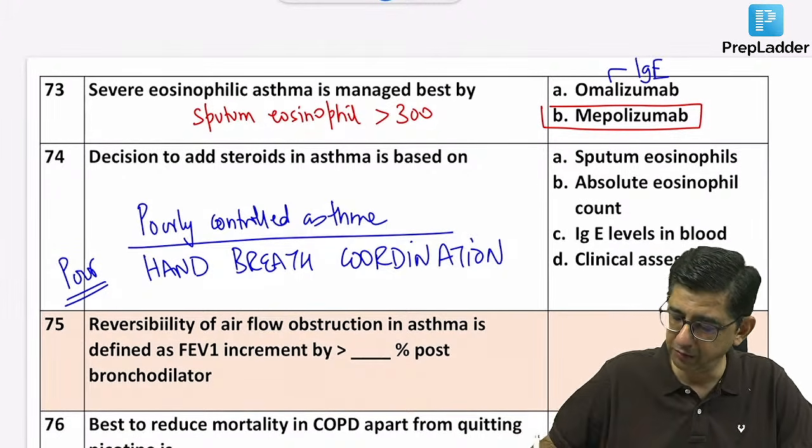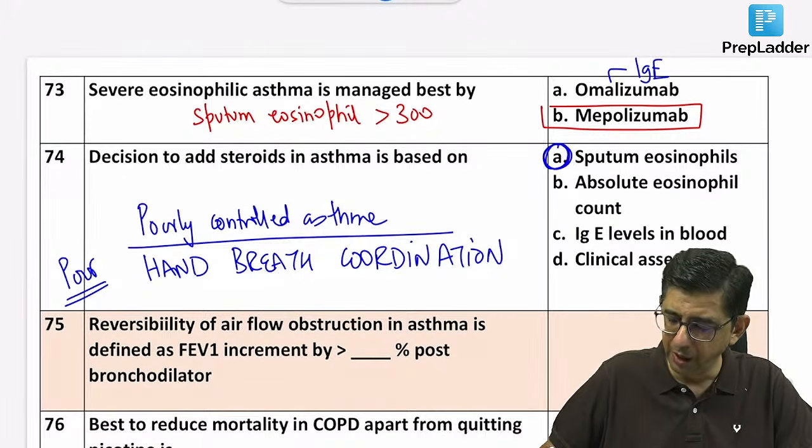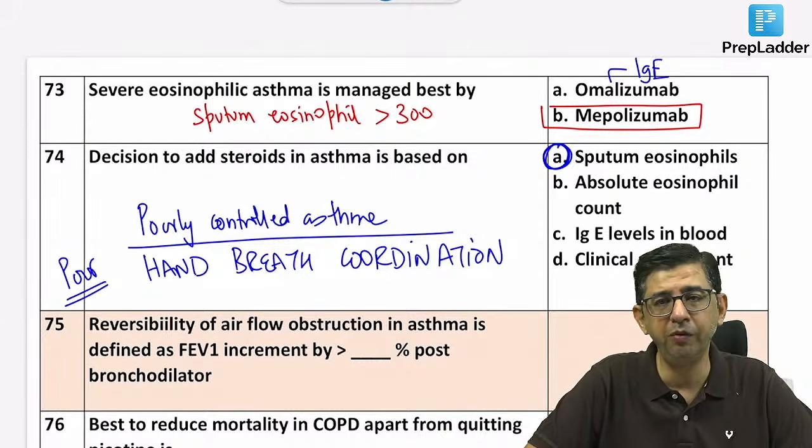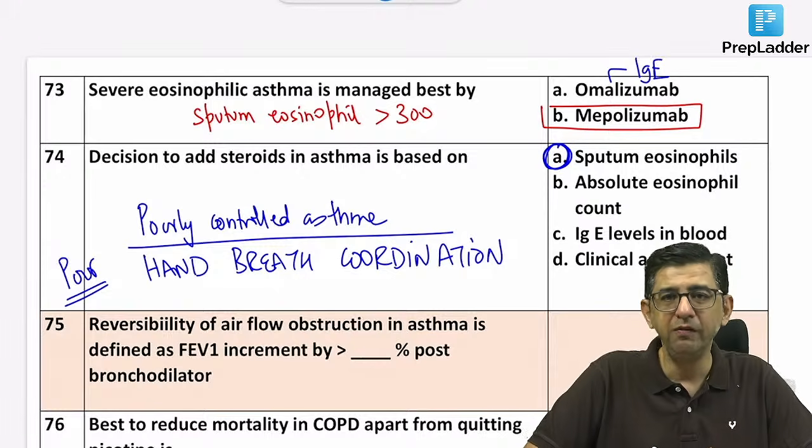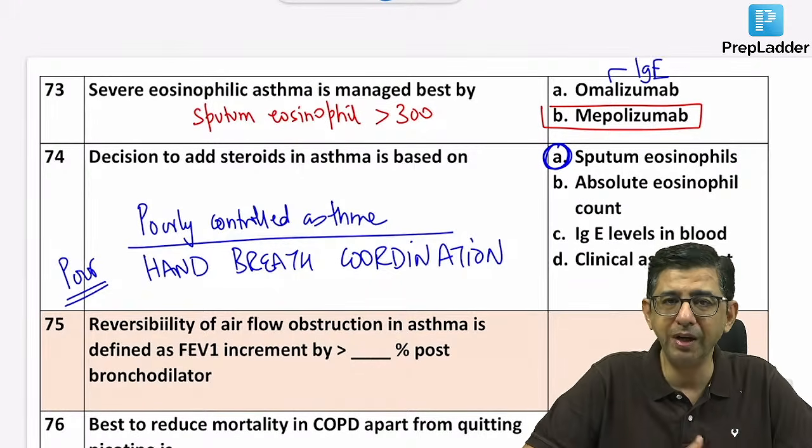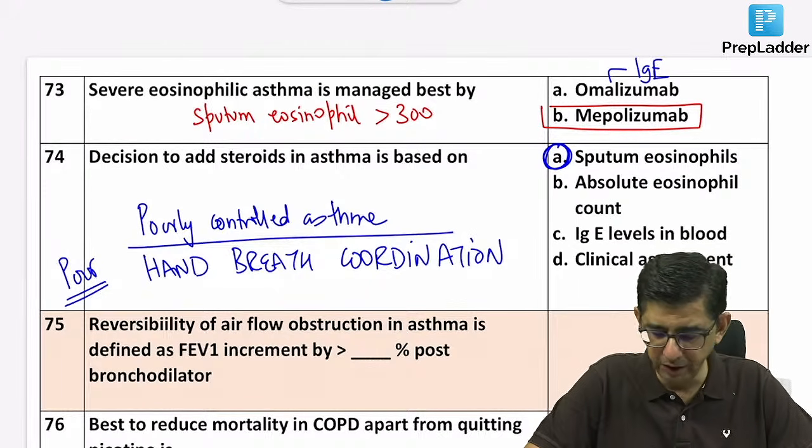So the main test that we use is sputum eosinophil count, and this helps us in guiding the treatment for asthma patients, because if it's type 2 asthma, eosinophilic asthma, the eosinophil counts would be severely elevated.